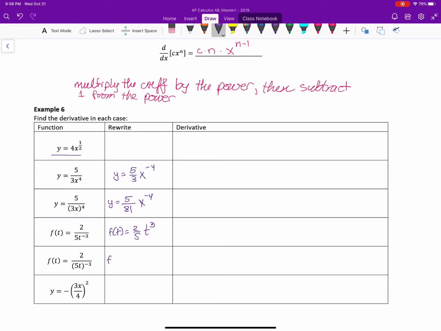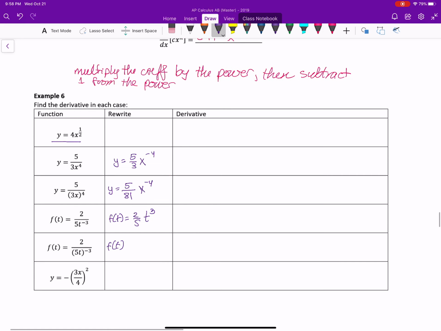For f of t, again, be super careful. One of them, the t was only being raised to the negative third. This next one, the whole thing, including the 5, is raised to the negative third. So it's going to be essentially 2 times 5t to the third power. And then I would continue further. 5 to the third is 125 times 2 is 250 t to the third, and then take the derivative.